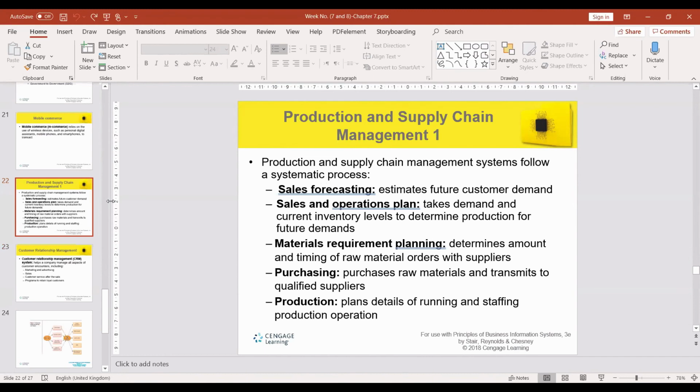So plan the details of running and staffing the production operation. And then after production, you have to supply this to the market, to the customers. So these are the steps usually involved in production and supply chain management. Any questions, guys?